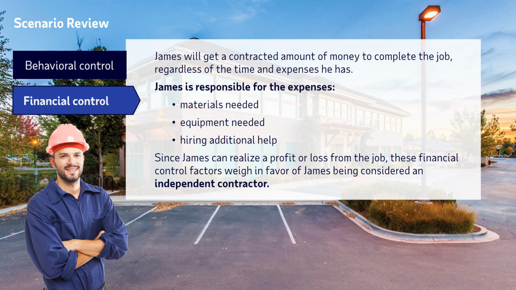Moon Microchips will be paying James a contracted amount to complete the job, regardless of the time and expenses James has. The materials needed, the equipment needed, hiring additional help needed, all these expenses are James' responsibility. If these costs vary from his original estimate, James could potentially realize a financial loss on the job. Since James can realize a profit or loss from the job, he has financial control, and these facts weigh in favor of James being an independent contractor.